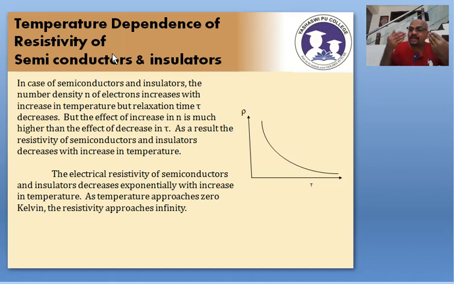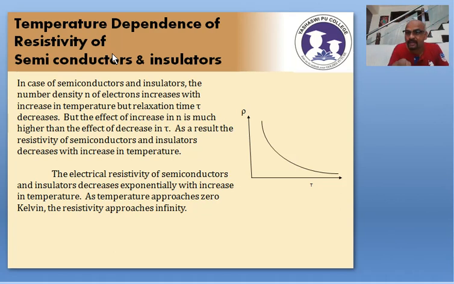When the charge carriers are created more in number, conductivity will increase and therefore resistivity will decrease. So in the case of semiconductors and insulators, if you increase the temperature, the resistivity will decrease. Increase the temperature, resistivity will decrease. In the case of what? In the case of semiconductors and insulators.